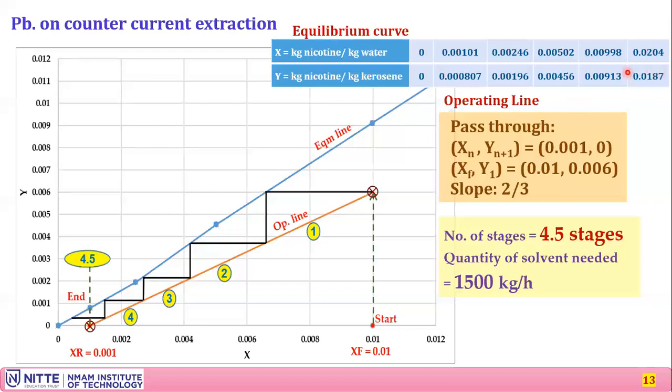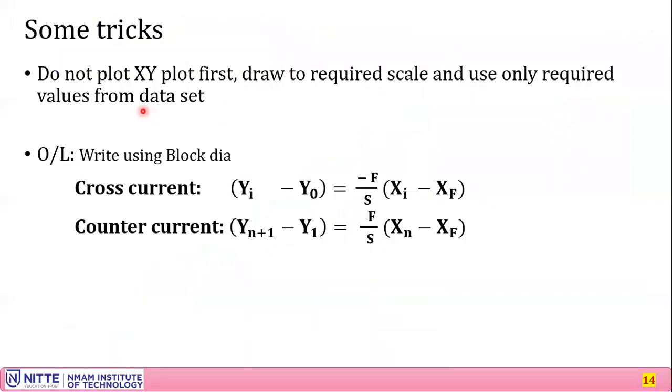I have drawn up to 0.009, somewhere here, this value 0.00998, up to here I have drawn. The last value I have not taken. The reason is this is going beyond XF, so any value beyond XF is not required. So only the required information you draw from the equilibrium curve. That's what I meant by this.